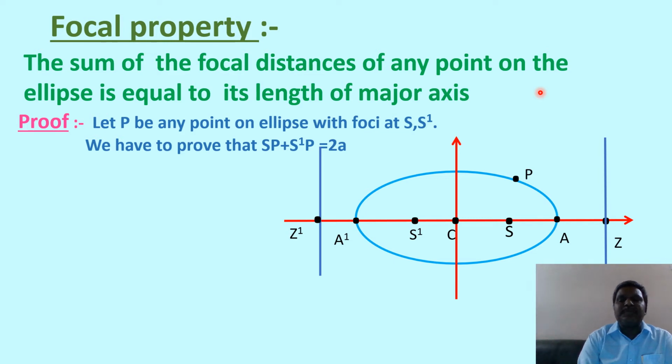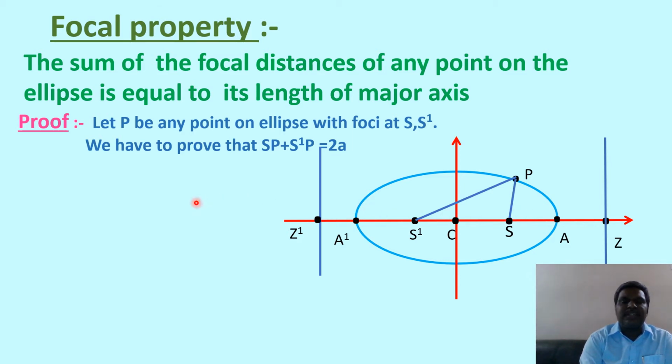Join SP and join S dash P as shown in the figure. What you have to show? The sum of the distances is equal to the length of the major axis. The length of the major axis means the distance from here to here, that is AA dash. So this is SP, this is S dash P. Their sum is always, you have to show, AA dash, that is 2a. If you take P here, you can also prove that S dash P plus SP is the same as AA dash. It is your claim.